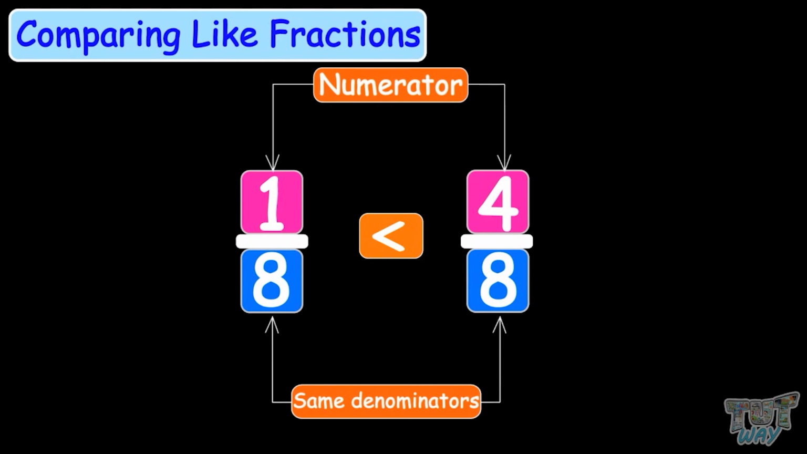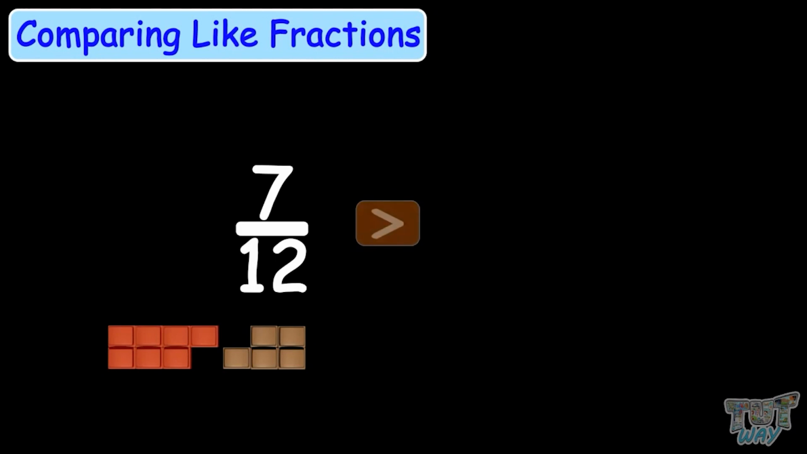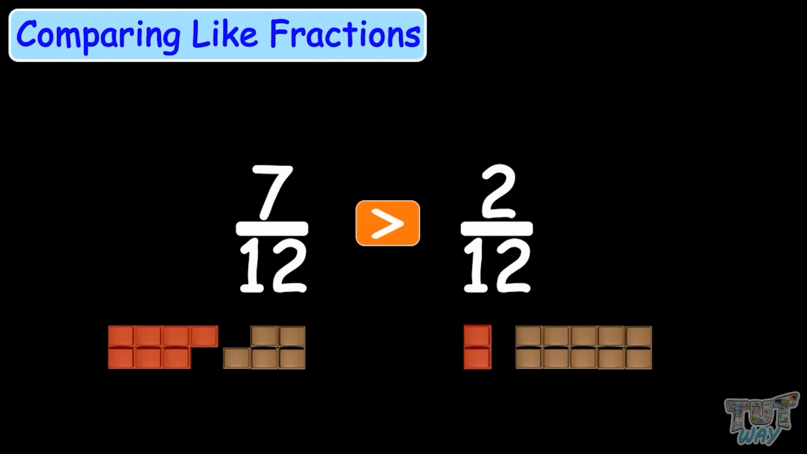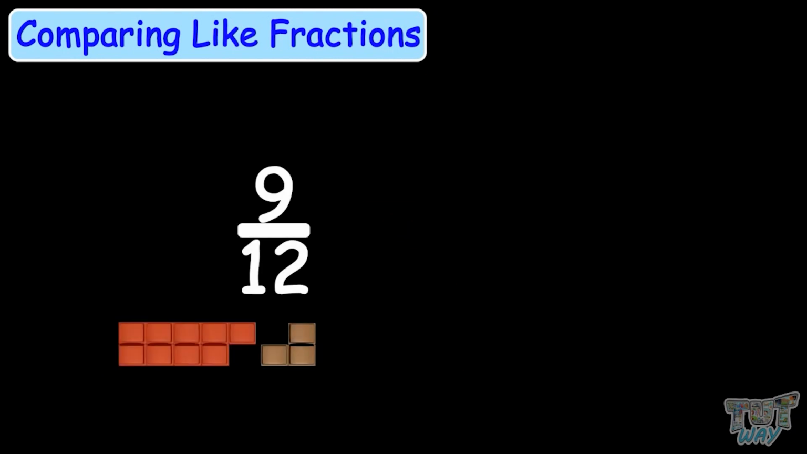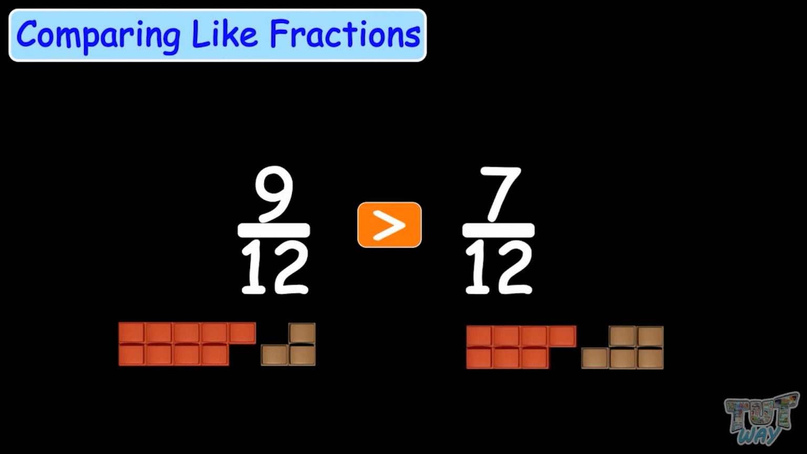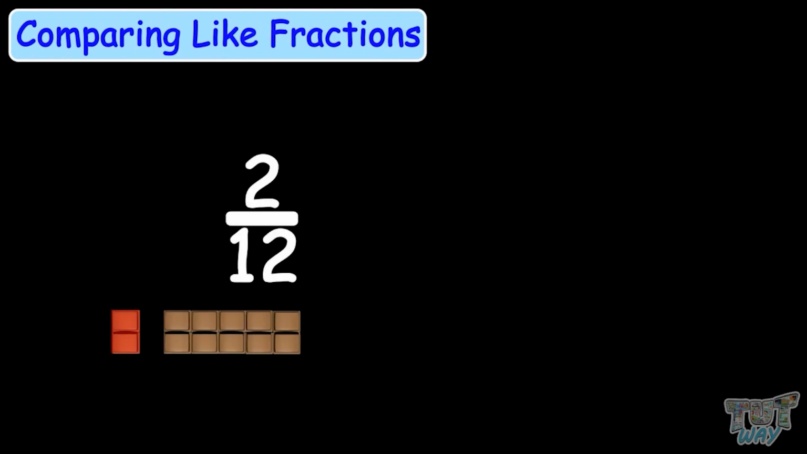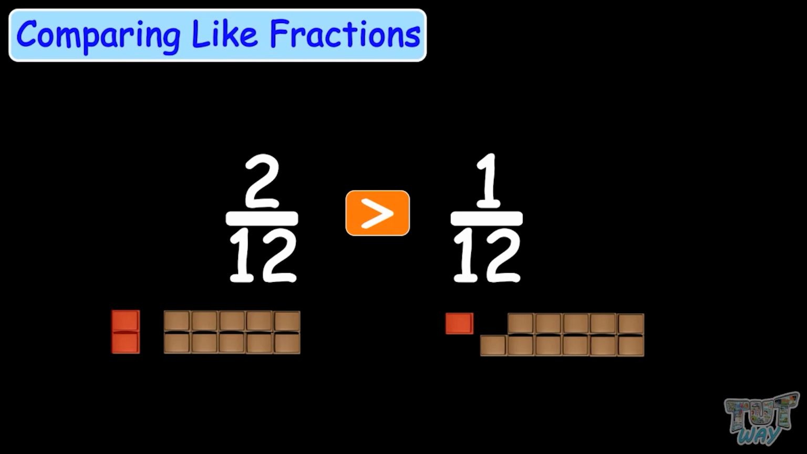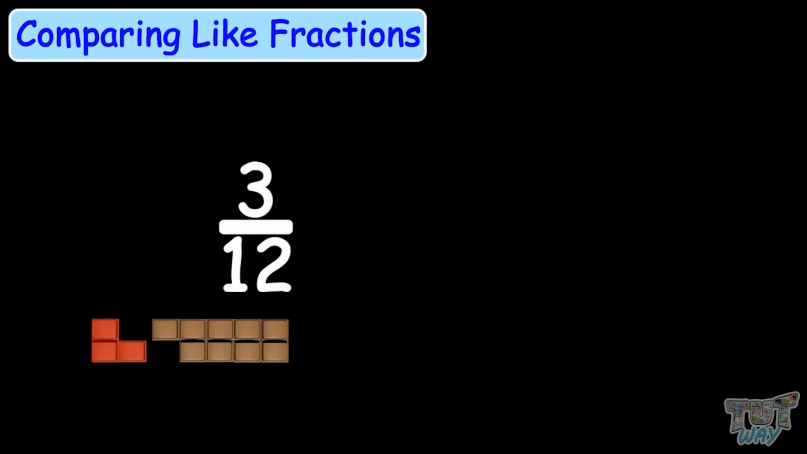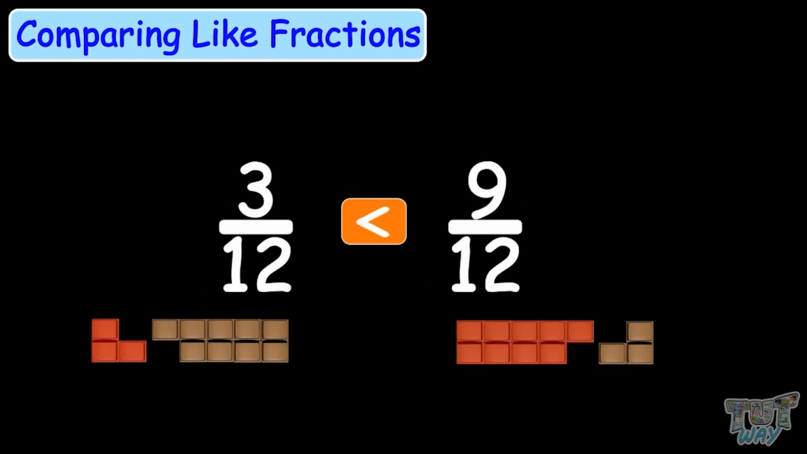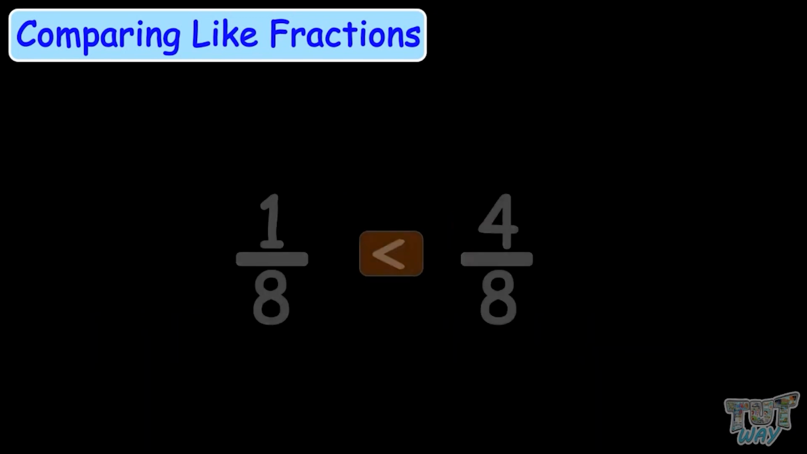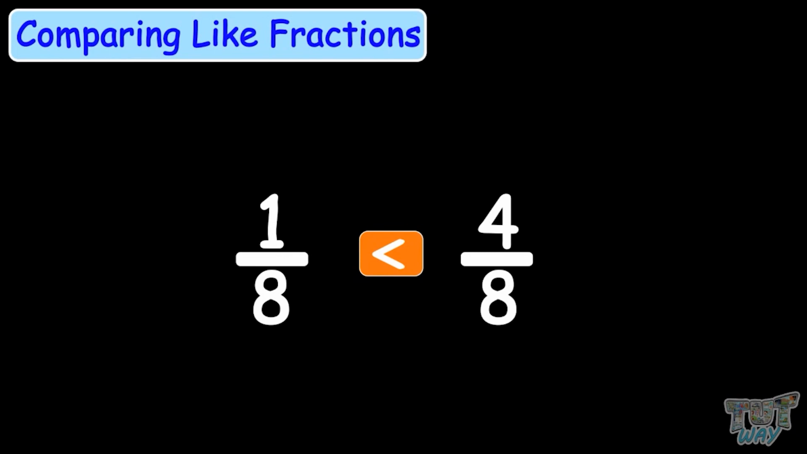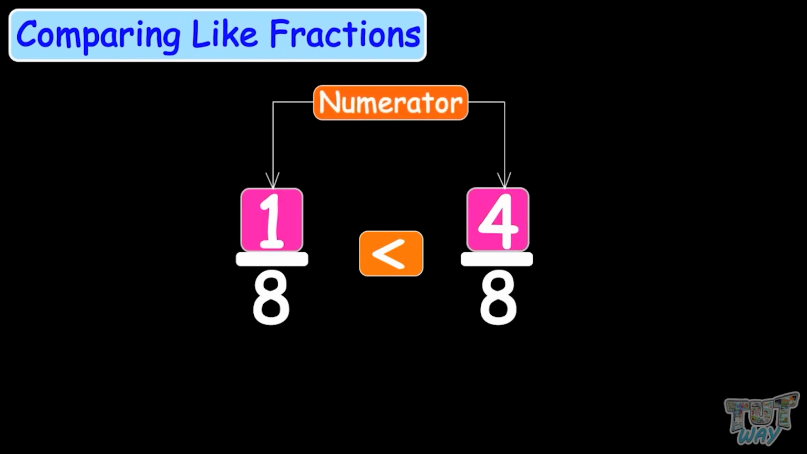Here we have more examples. 7 by 12 is greater than 2 by 12. 9 by 12 is greater than 7 by 12. 2 by 12 is greater than 1 by 12. 3 by 12 is less than 9 by 12. Now you know how we compare like fractions and why we only need to compare numerators while comparing like fractions.